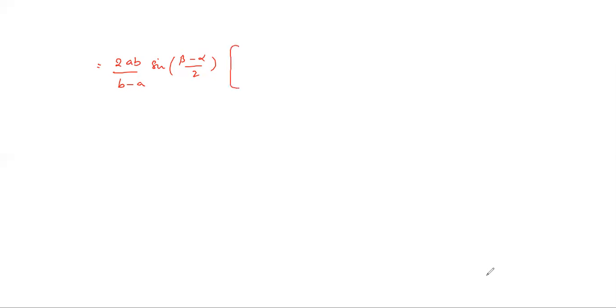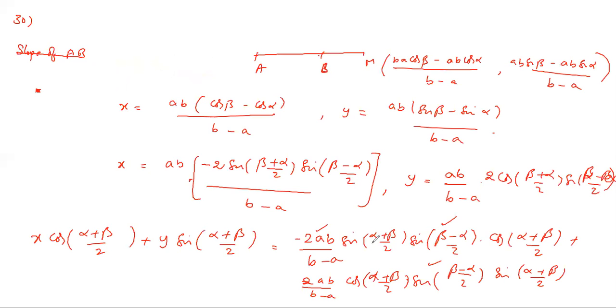What do we have? Cos alpha plus beta by 2 plus sin alpha plus beta by 2. This is plus 2, this is minus 4. What is the answer? 0. Sin cos, cos sin, but one is minus and the other is plus, so the answer is 0 directly. Okay, understand?